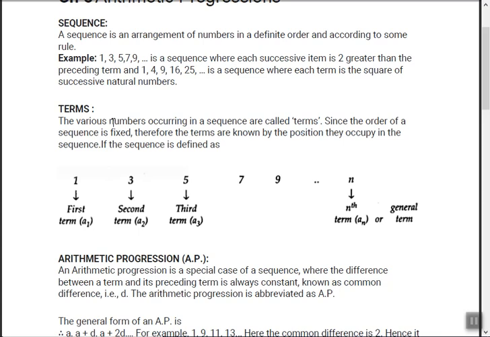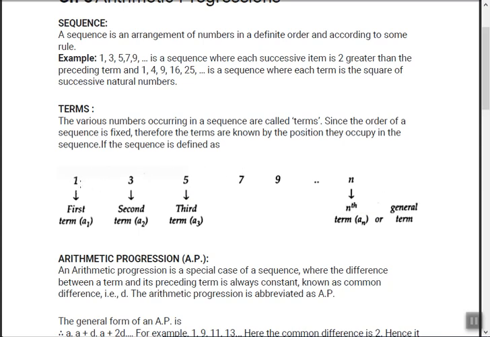Terms: the various numbers occurring in a sequence are called terms. That means these numbers 1, 3, 5, 7, 9 are called terms. Since the order of a sequence is fixed, the terms are known by the position they occupy in the sequence. See here, suppose this is 1. We know that 1 comes as the first term. Now 1 plus 2 is 3, 3 plus 2 is 5. If you go on adding 2, 2, 2, you will get these numbers.